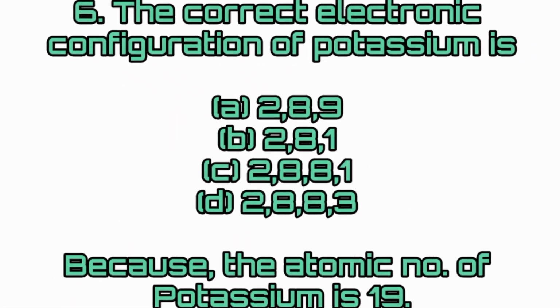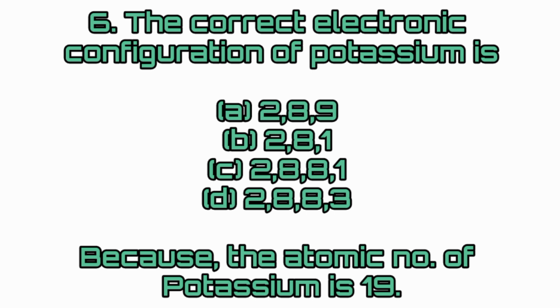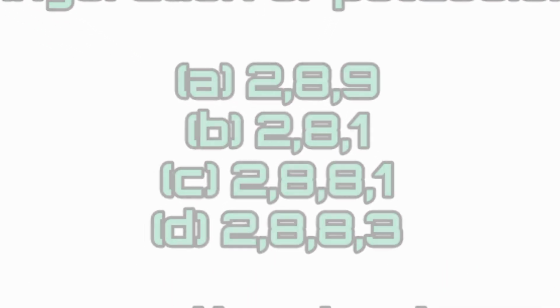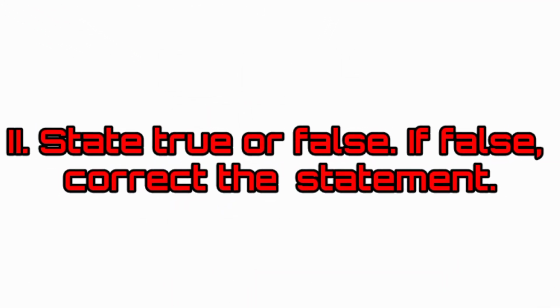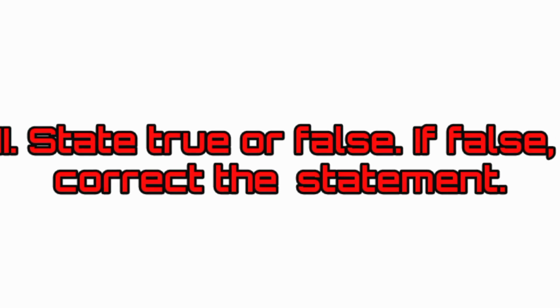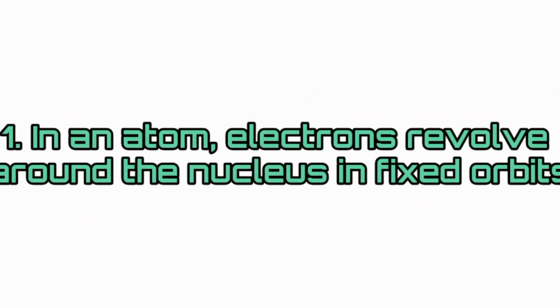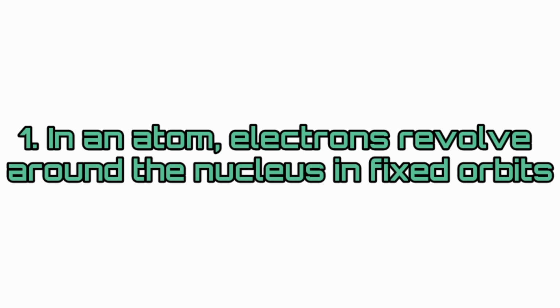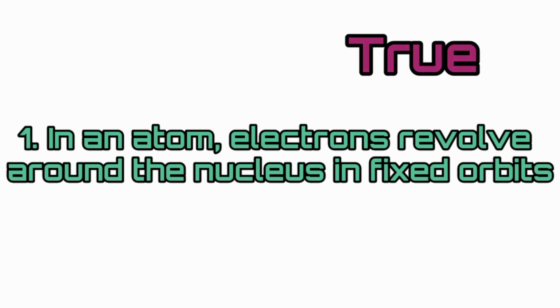Fifth question, the correct electronic configuration of potassium is. Answer option C, 2, 8, 8, 1, because the atomic number of potassium is 19. State true or false. If false, correct the statement. In an atom, electrons revolve around the nucleus in fixed orbits. Answer true, because of the electrostatic force of attraction between electrons and nucleus.